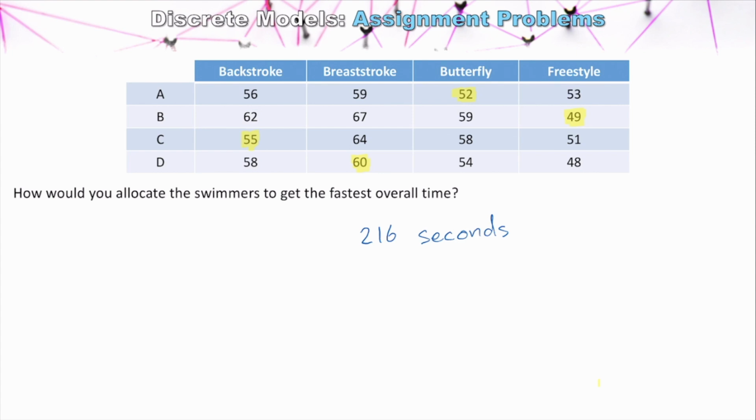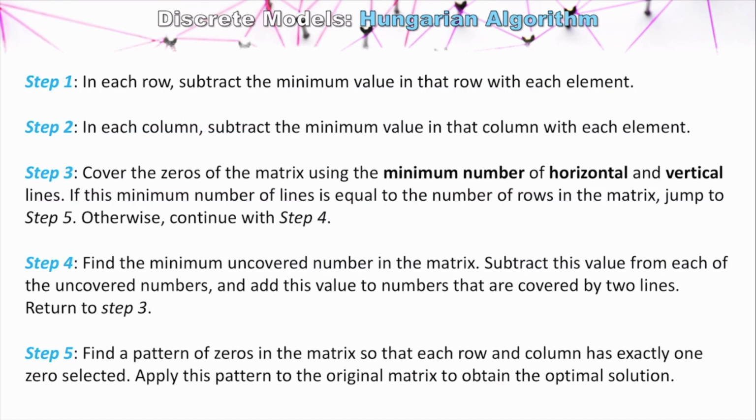Now, the Hungarian algorithm is as follows, and I'm going to step through it in an example to explain each step. But what's important to note is that it is a minimizing algorithm. The problem we've got with our swimmers is that we are trying to minimize the total time we're going to compete with, so that we get the fastest overall time. We can also use the Hungarian algorithm in maximizing problems, and I'll talk about what we need to do a little bit differently for those towards the end of this video.